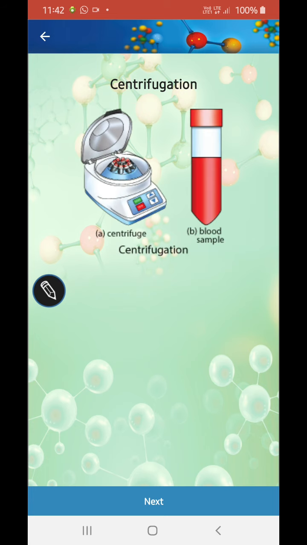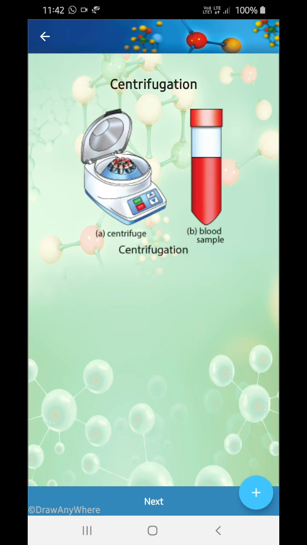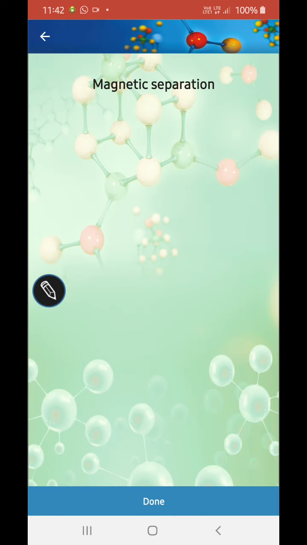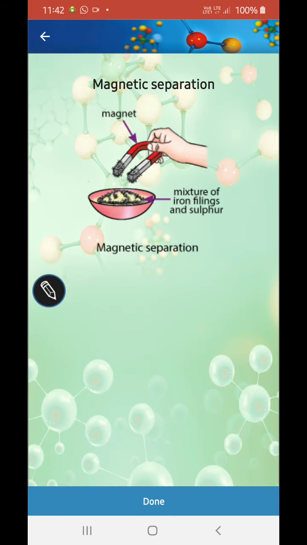Okay, centrifugation. See, blood sample. Rotate it at a very high speed, and then you get different layers, and then you can decant. Magnetic separation, just you know that.